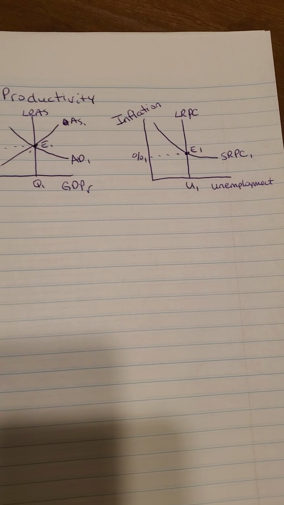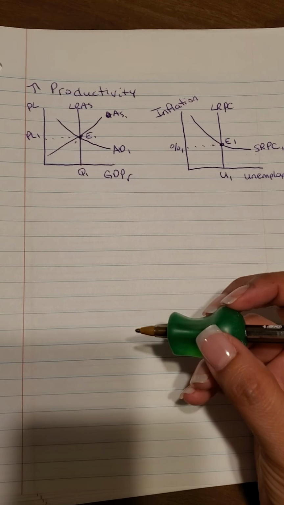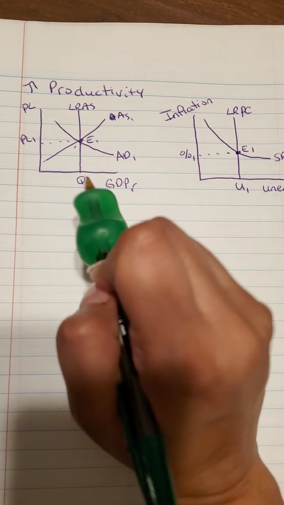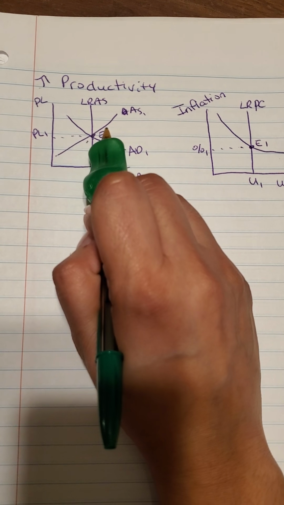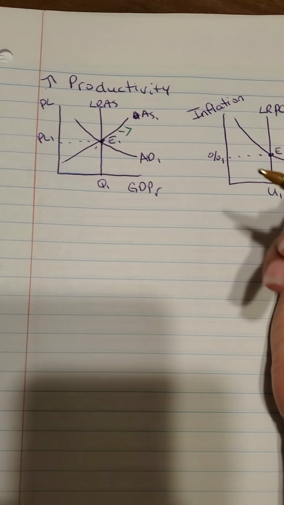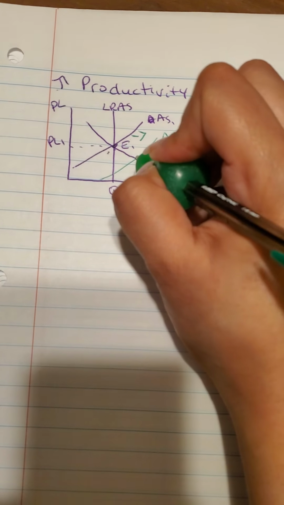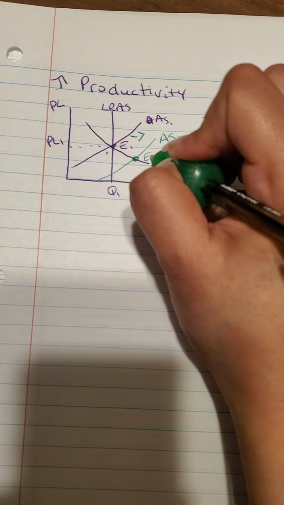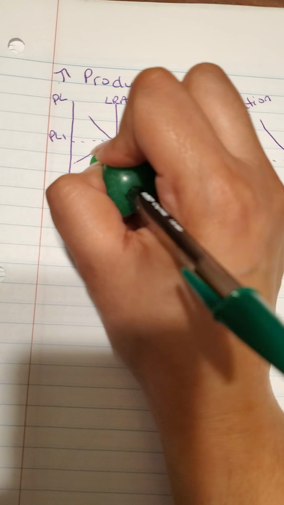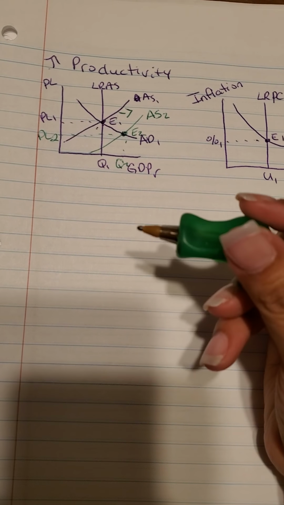Okay, and again, we're saying that there is an increase in productivity. So productivity is the P in IRAP, change in productivity. And since there's an increase in productivity, that means there's an increase in aggregate supply. So an increase in aggregate supply is a shift again to the right. So you draw your arrow, draw your new curve, AS2, E2, Q2, and price level 2.